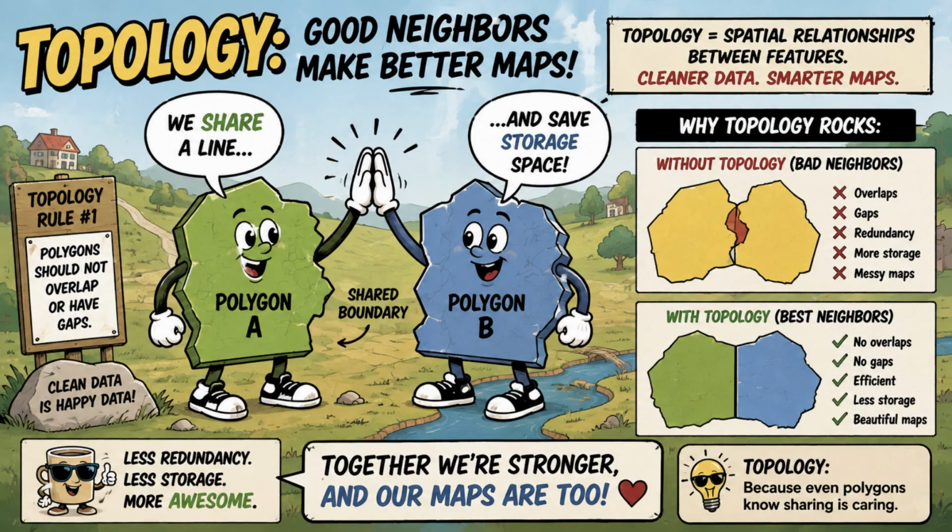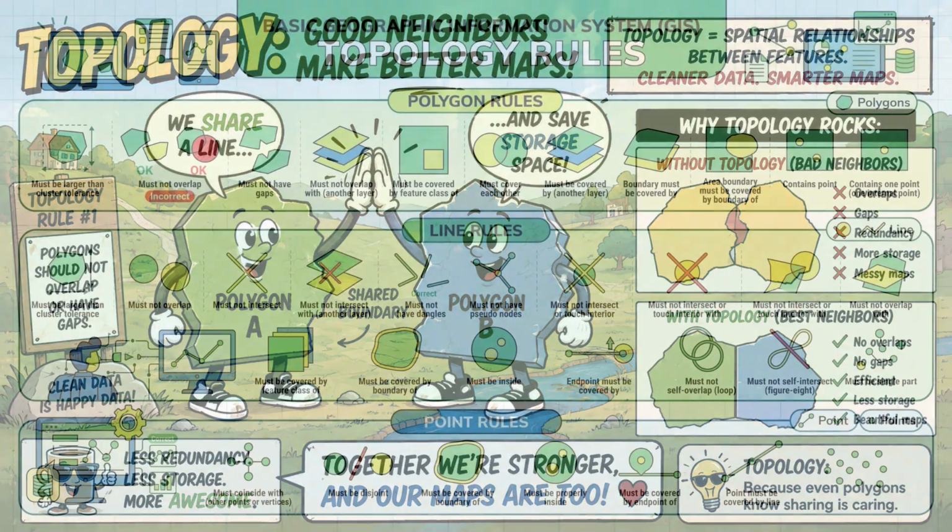Exactly. So if you try to run a flow analysis to see how water travels through that network, the digital water will just spill out everywhere at those broken junctions. The analysis completely fails, even though the map looks visually perfect on the screen. That is a perfect analogy.